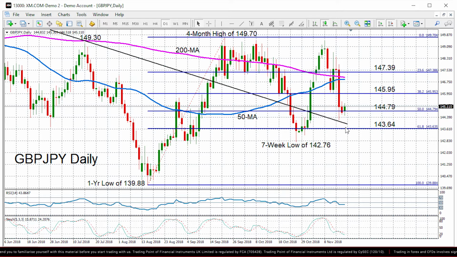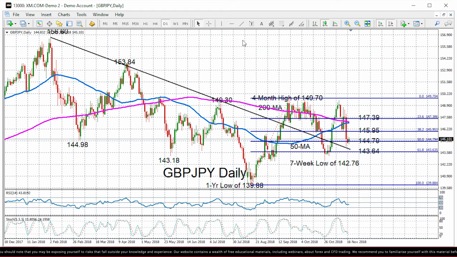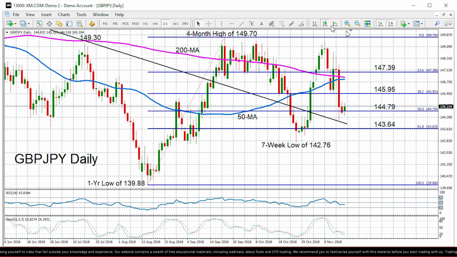downtrend, then the risks to the downside would increase dramatically, and we could see the pair first challenging the 61.8% Fibonacci at 143.64, and then the 7-week low of 142.76 from back in October, and then further down, if the pair does drop further, we would see prices heading towards that 1-year low of 139.88 from August, and a return to the long-term bearish outlook, which has been in place since February of this year.